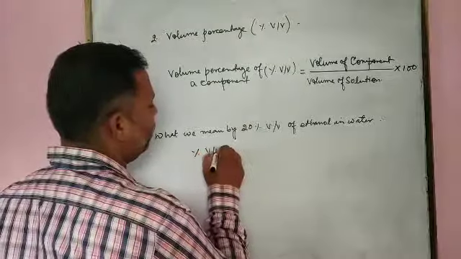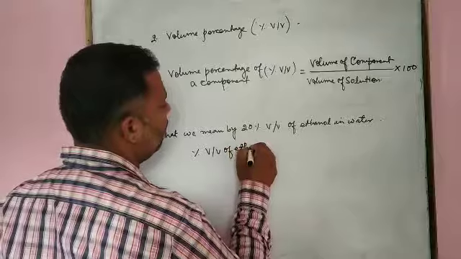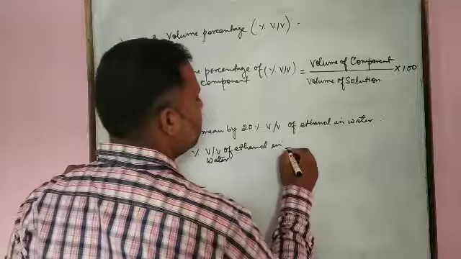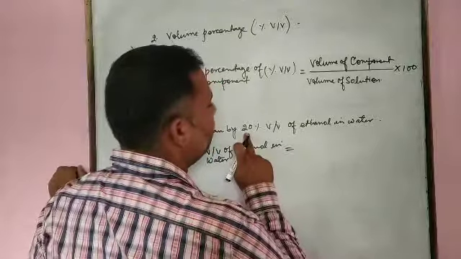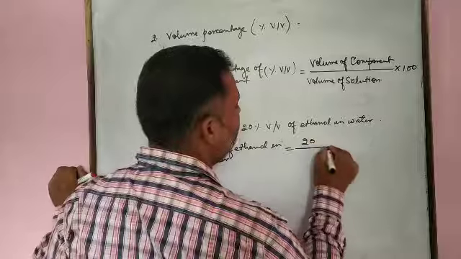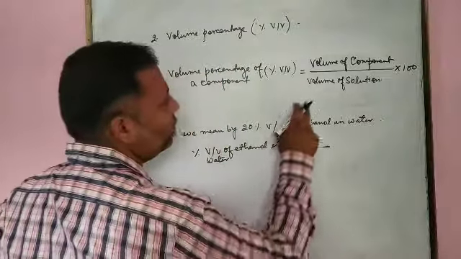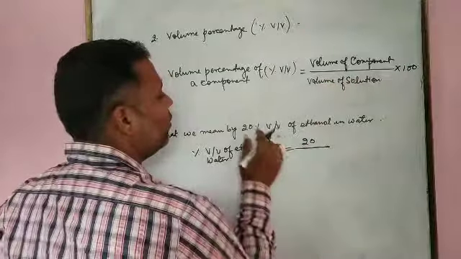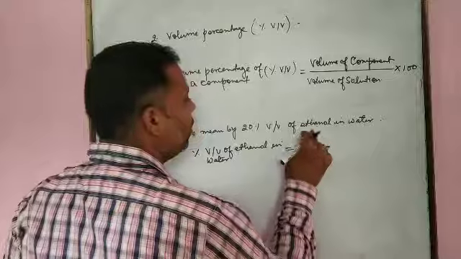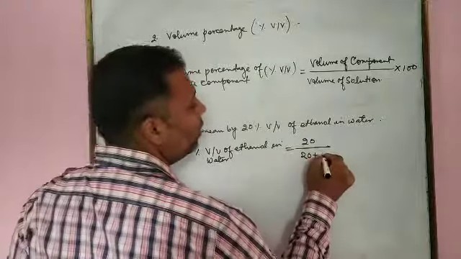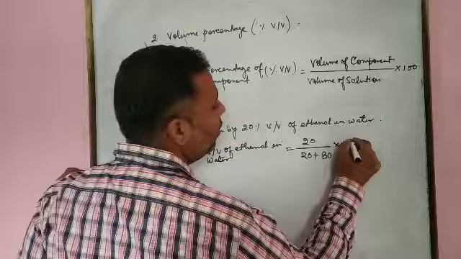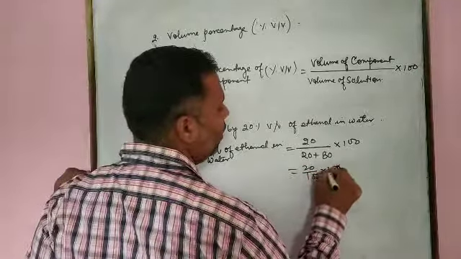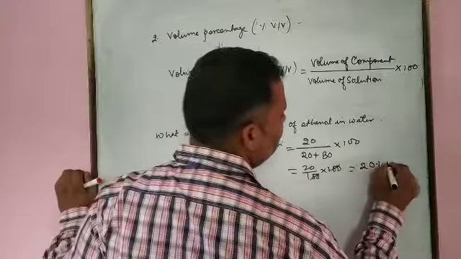Let us see. Percentage V by V of ethanol in water is equal to the volume of ethanol, that is 20 ml, divided by the volume of the solution. That means volume of the solute plus volume of the solvent. Volume of the solute is 20 ml, volume of the water is 80 ml, multiplied by 100. It means we have 20 by 100 into 100, that is equal to 20% V by V.